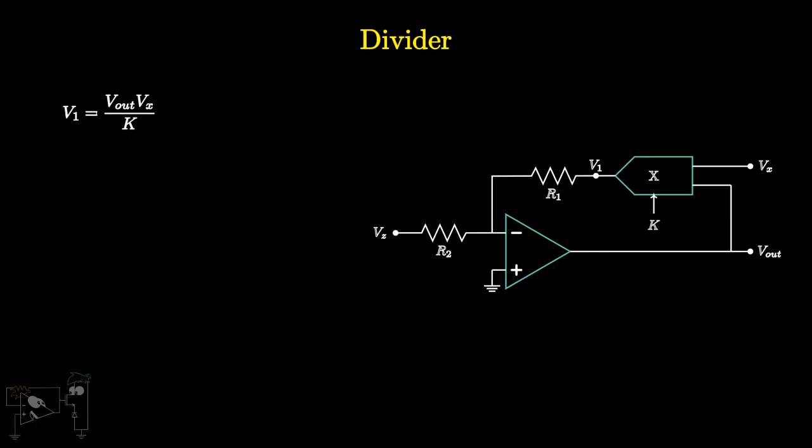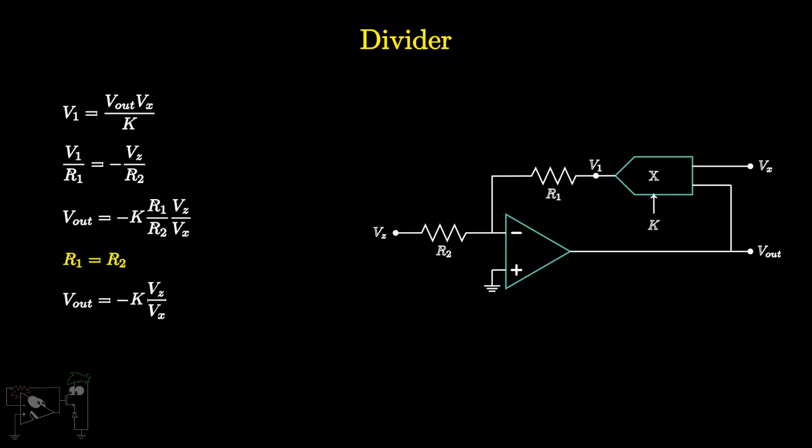By using KCL at the inverting terminal of the op-amp, we get V1 by R1 equals minus Vz by R2. Hence, we get Vout equals minus kR1 by R2 into Vz by Vx. If R1 equals R2, we have Vout equals minus kVz by Vx.